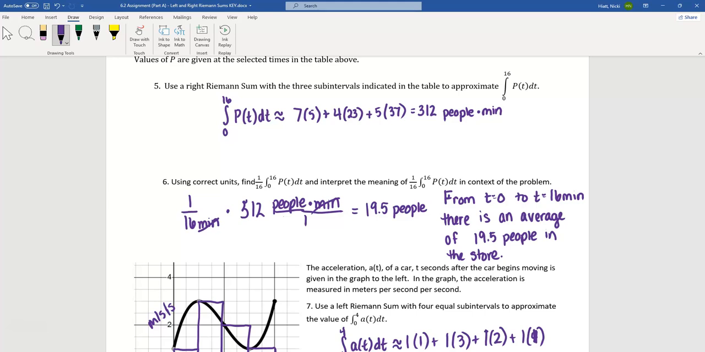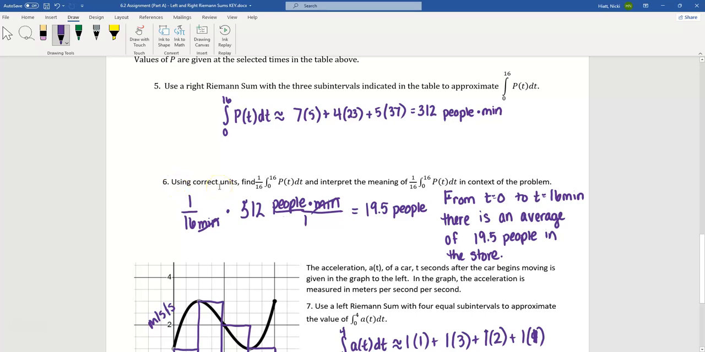We're not talking about a rate here because the units are just people, right? We're talking about the number of people in the store. Okay. You could probably, like Molly just said, that there was 19.5 people in the store. You could probably get away with that, because it sort of understood you meant average there. You might could get away with that.